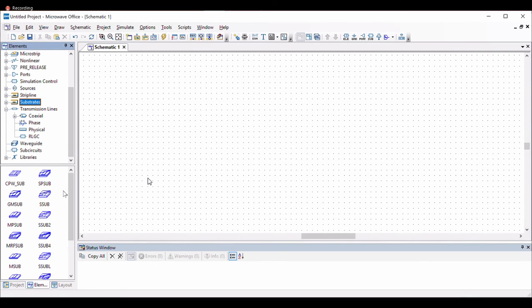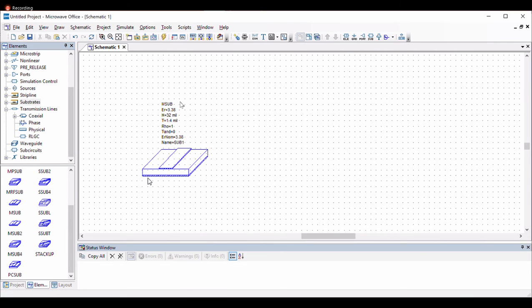You need to define your substrate. So do an MSUB. MSUB is a microstrip substrate. You need to know what dielectric constant you're working with. Duroid is 2.2, alumina is 9.8. You can Google this easily. That's just a dielectric material. H is the height of the substrate. Typically they come in 10 mils, 15 mils, 20, 25, 50. So 62 mils, right? That's just how thick your substrate is.